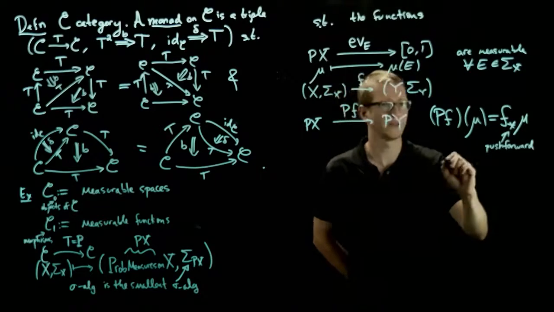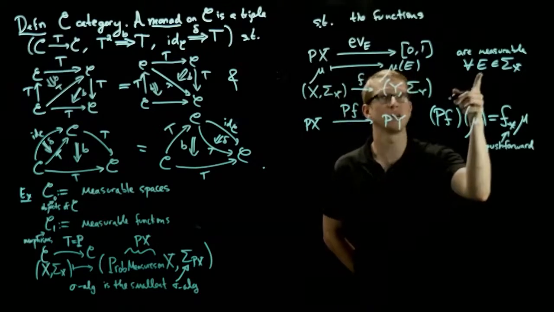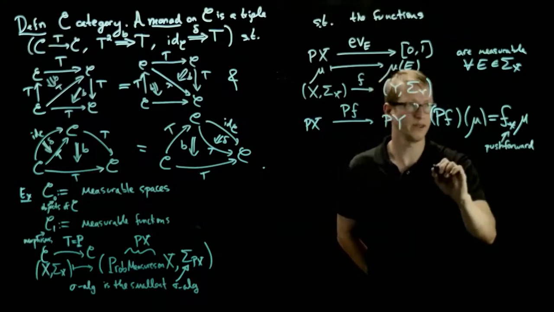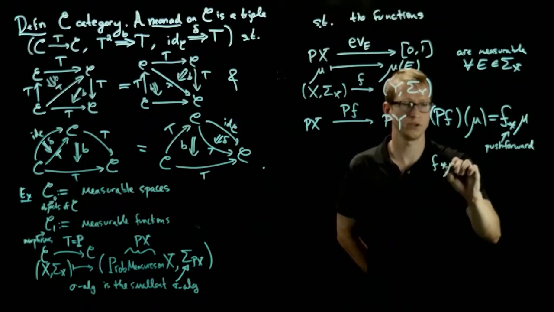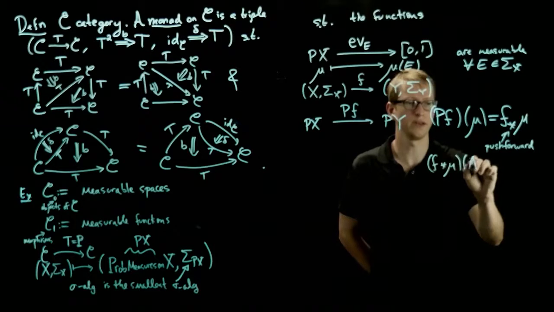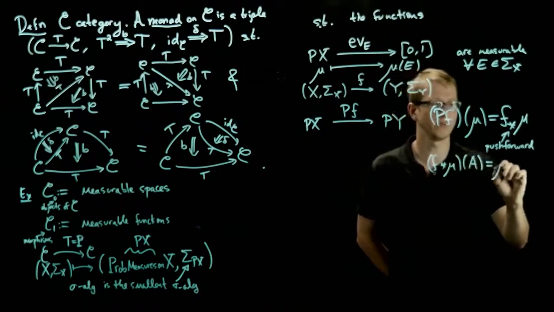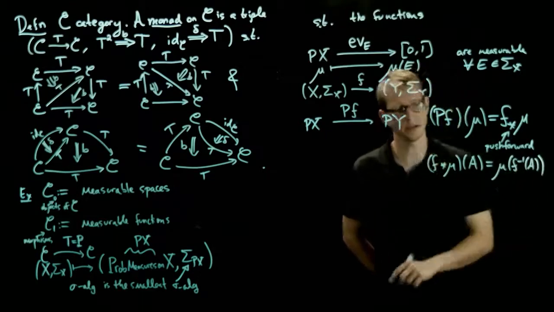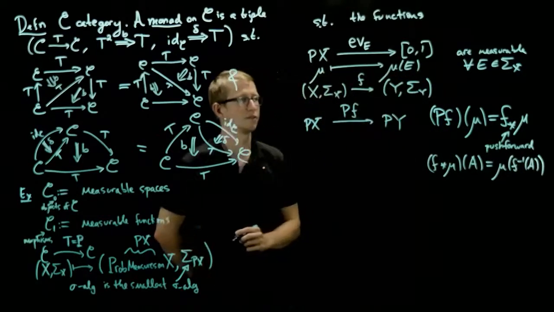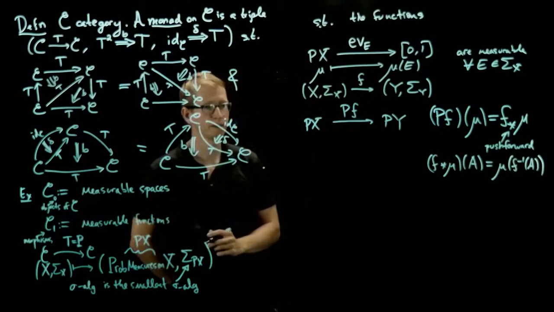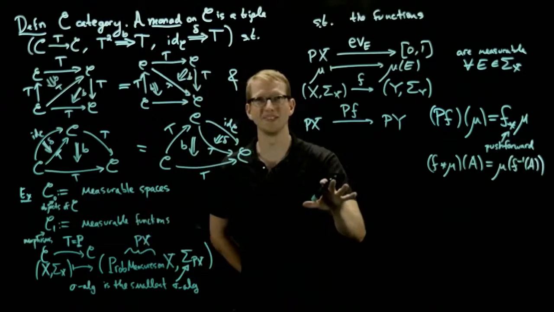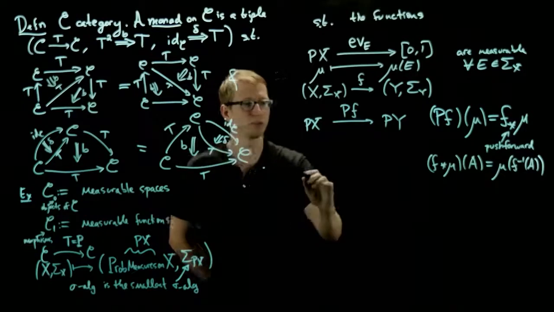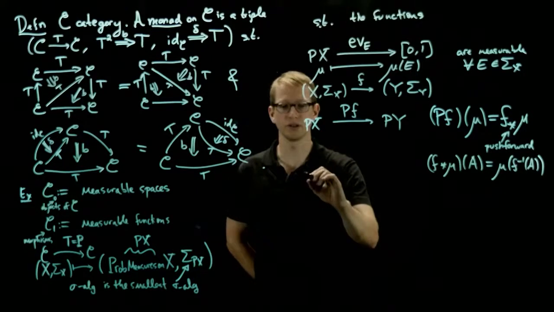Which just means that if you give me a measurable subset, don't call it E, maybe call it A, then the push forward evaluated at A is the measure of the inverse image of A. This is a measurable subset, so we can make sense of that definition. So this is what just defines the functor T. We still have to define B and delta. So delta is going to be a little bit simpler, so let's define that one first.